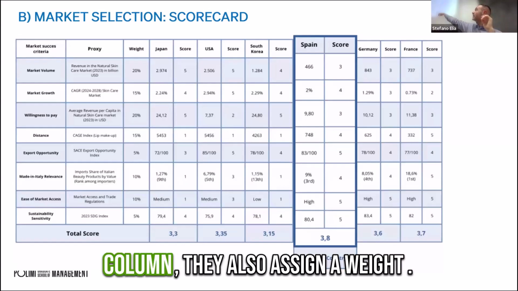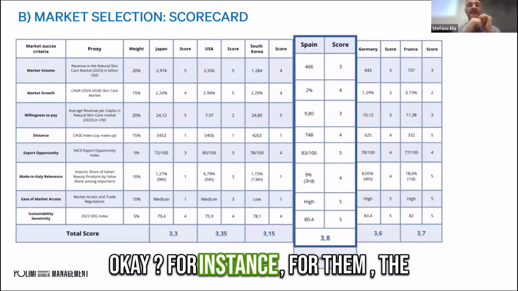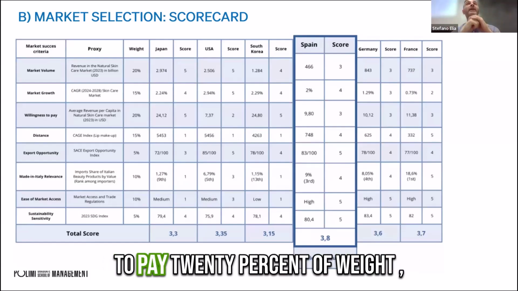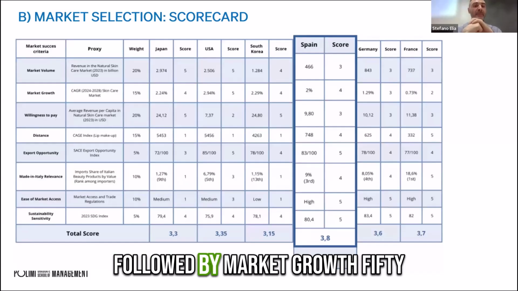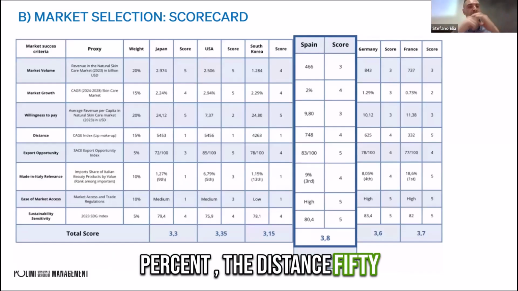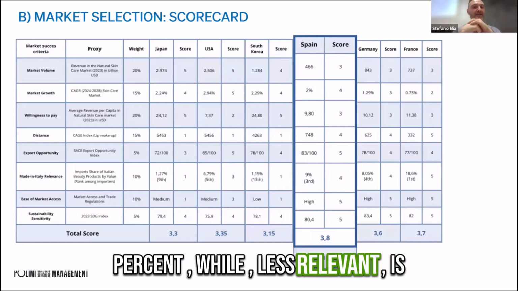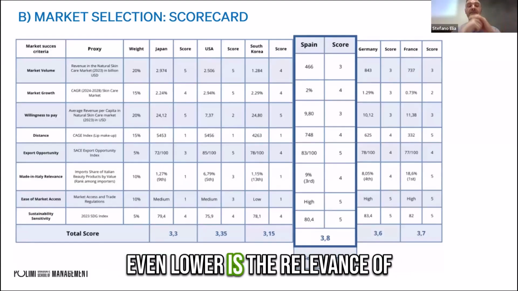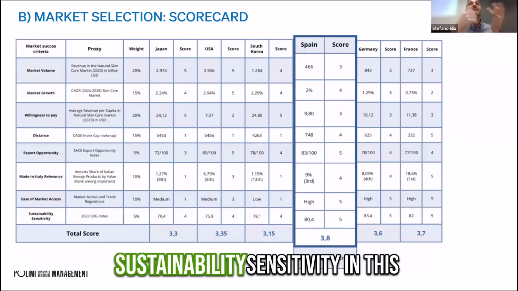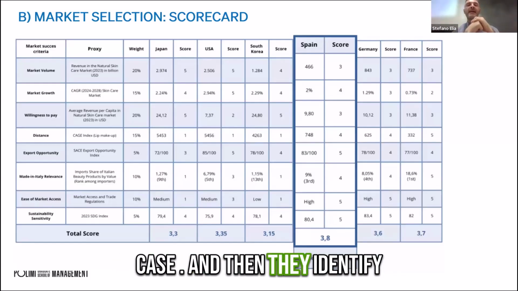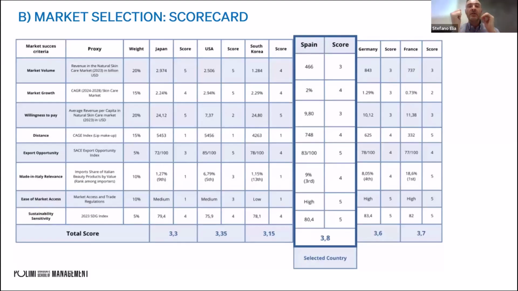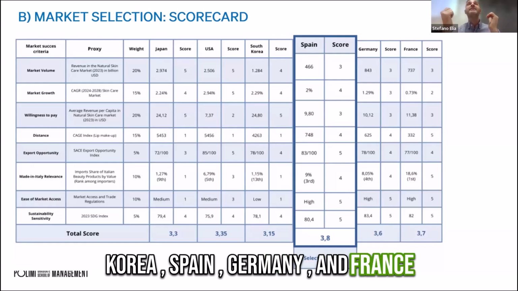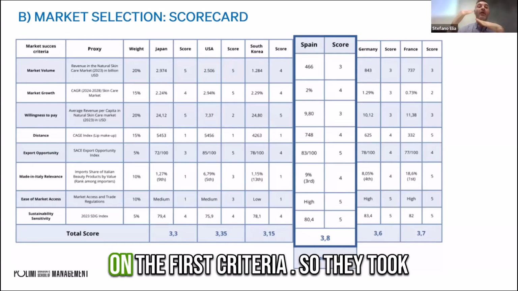And then in the third column, they also assign a weight. Okay, for instance, for them, the most relevant criteria were the market volume and the willingness to pay, 20% of weight, followed by market growth, 50%, distance, 50%, while less relevant is the ease of market access and also the made in Italy relevance. Even lower is the relevance of export opportunity and sustainability sensitivity in this case. And then they identify these countries, Japan, US, South Korea, Spain, Germany, and France, as being the most promising based on the first criteria.